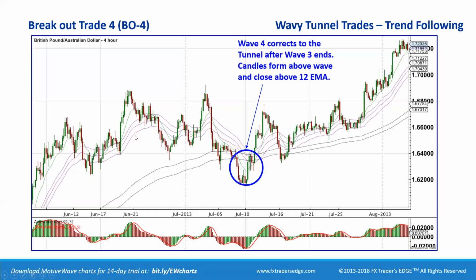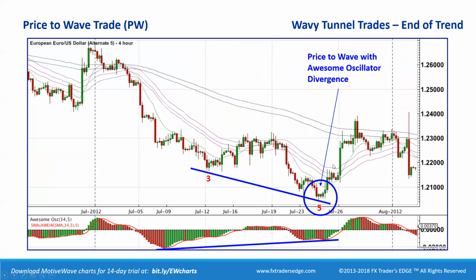And this is where the awesome oscillator comes into play. Once we have divergence and we have a nice angle between the wave and the tunnel, then we would expect the market to come back before moving up again. Okay, we're going to cover this tomorrow.